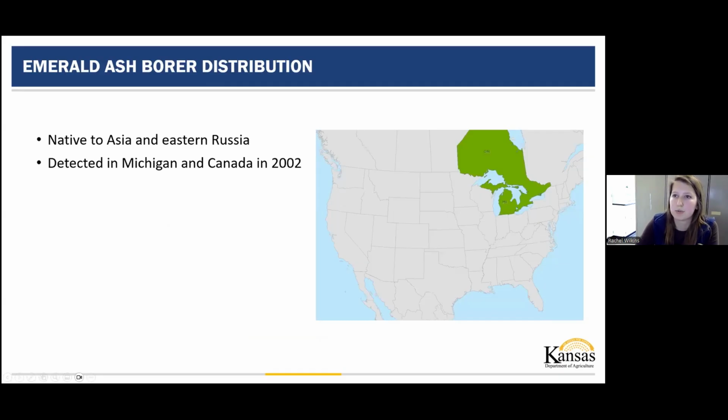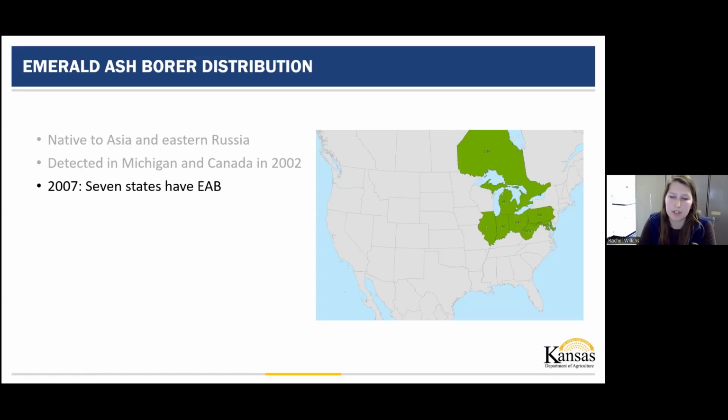And so I want to switch gears and talk about the emerald ash borer's distribution across the country, how it's spread, and why its spread has been so extensive. So emerald ash borer is native to Asia and Eastern Russia. It was first found here in Michigan as well as Canada in 2002. And so looking on the map here, the green is where emerald ash borer was confirmed.